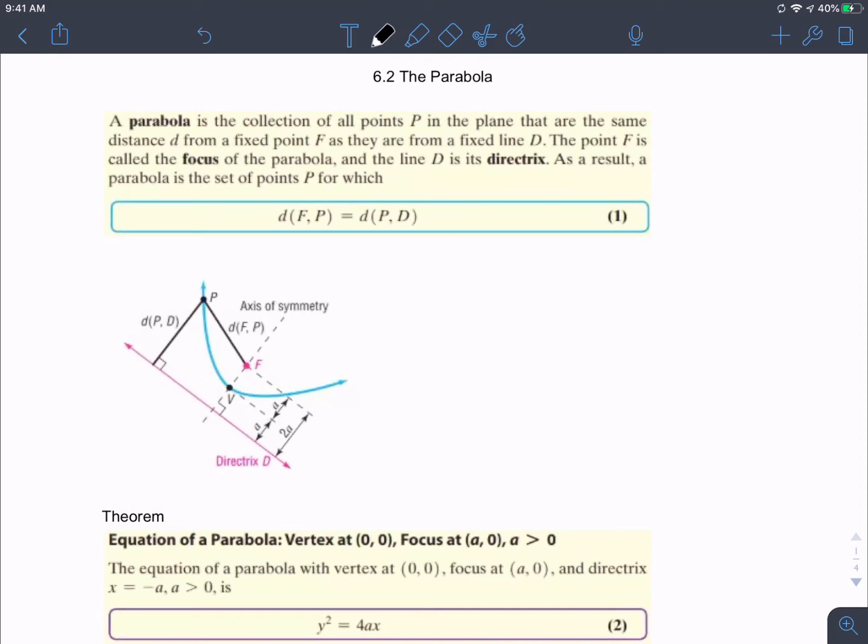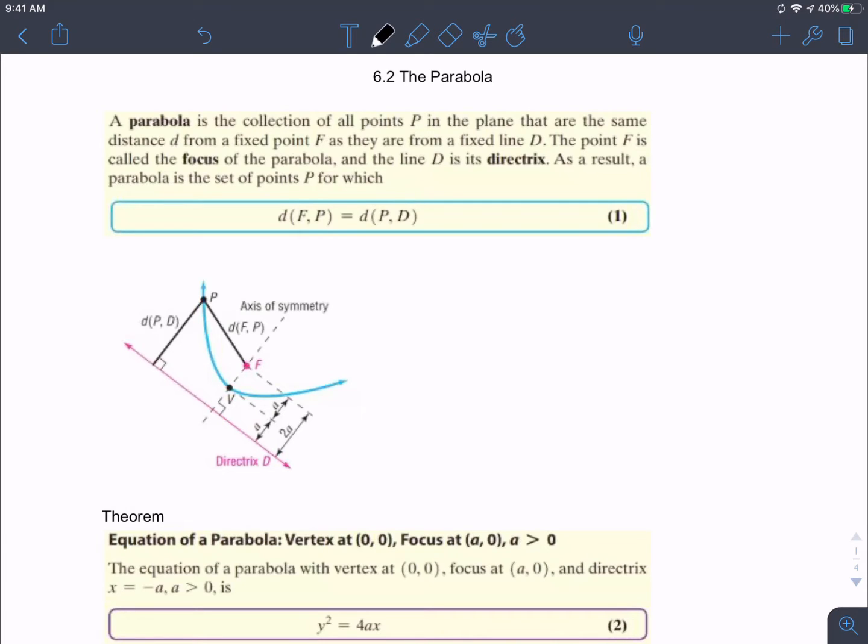Hello class, today we're going to cover section 6.2, the parabola. A parabola is a collection of all points P in a plane that are the same distance d from a fixed point F as they are from a fixed line D. That point F is called the focus of the parabola, and that line D is called the directrix.